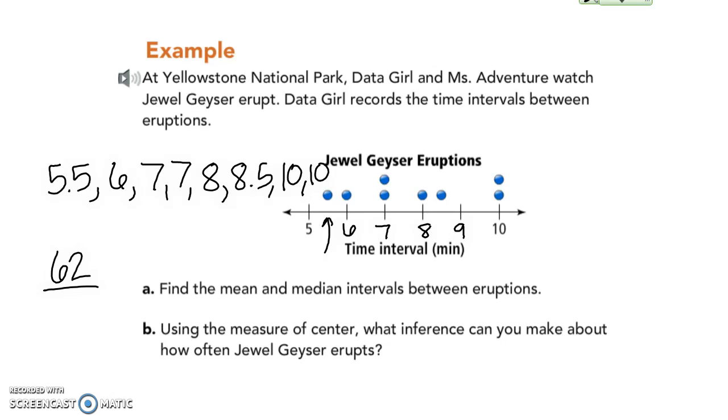And I have to divide by how many numbers are in my data set. 1, 2, 3, 4, 5, 6, 7, 8. Divided by 8. So 62 divided by 8, my mean is going to be 7.75.